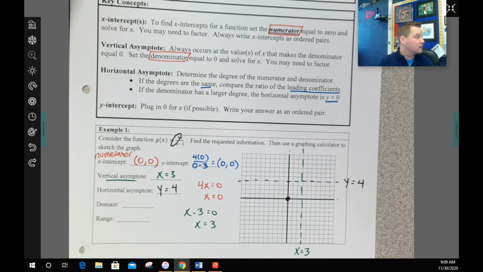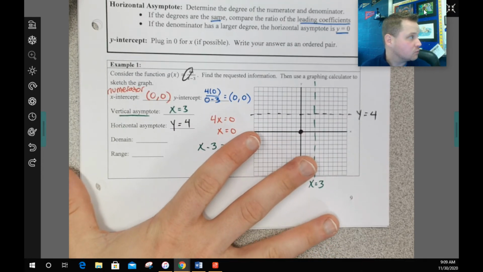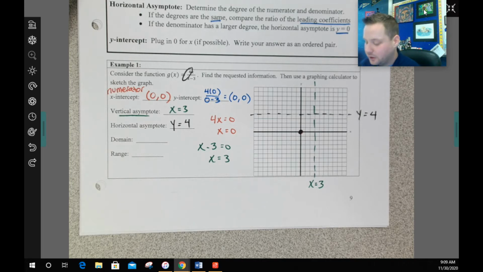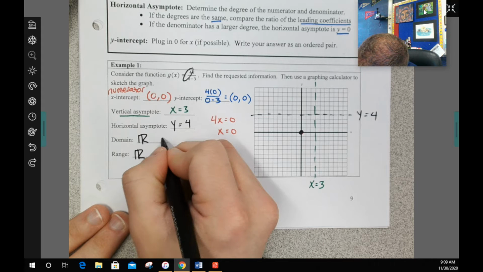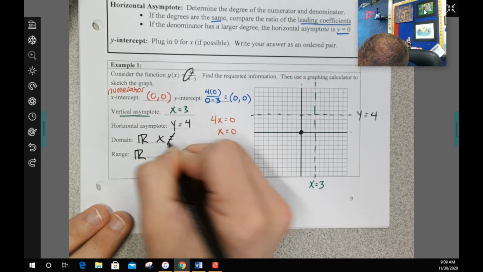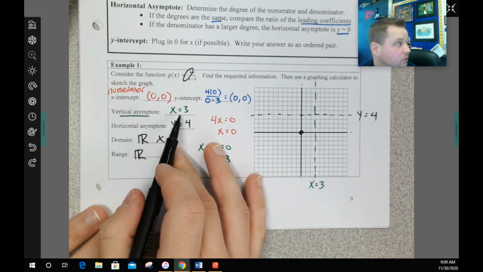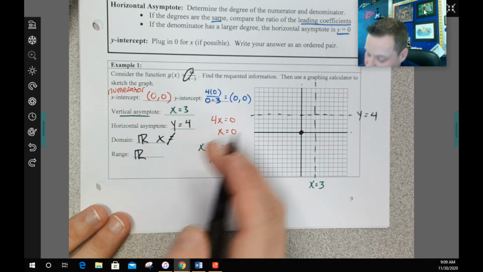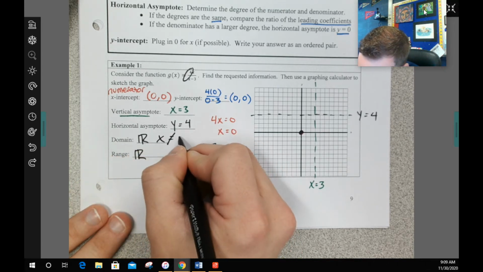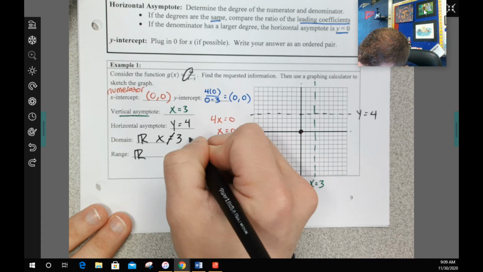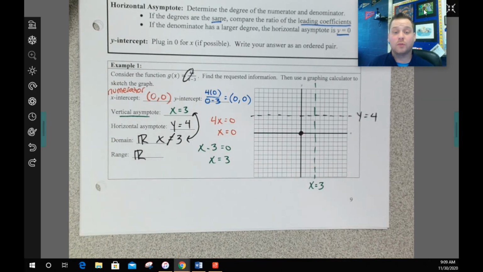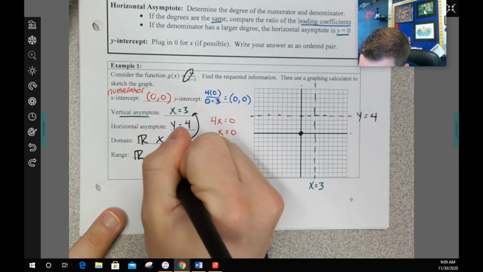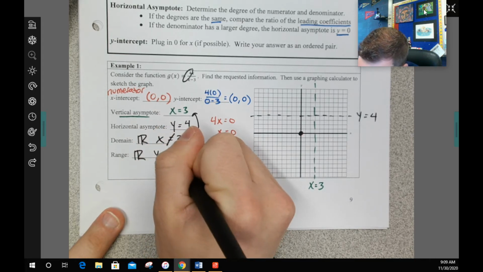Okay, the last two things we need to answer here are domain and range. If I ask you for the domain and range, we always start off with all real numbers. For domain, it's going to be x can't equal whatever my vertical asymptote is. So in this case, I have a vertical asymptote of 3. My domain is all reals, x cannot equal 3. For our range, we start off with all reals, and then y cannot equal 4.